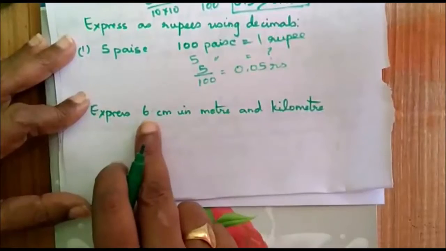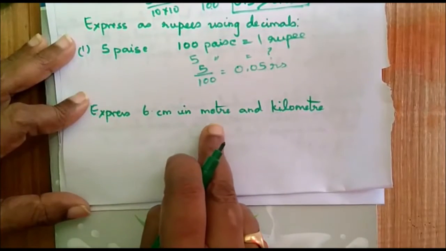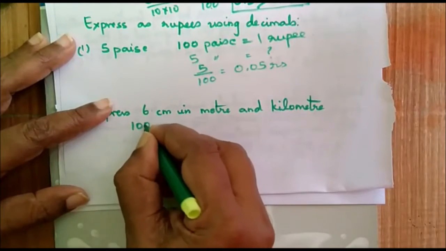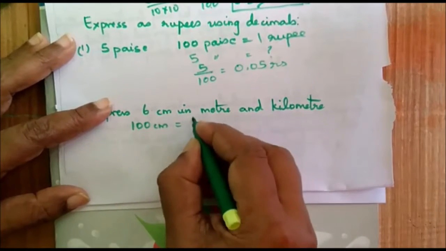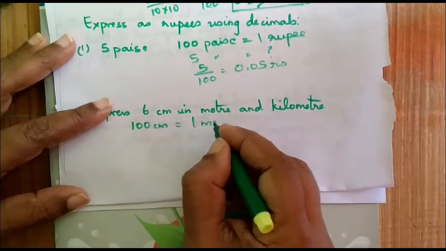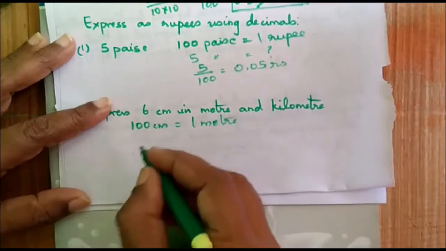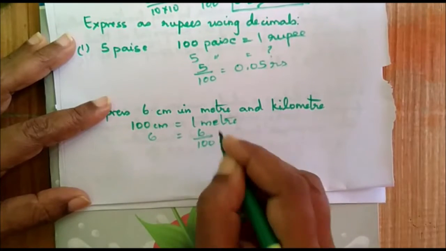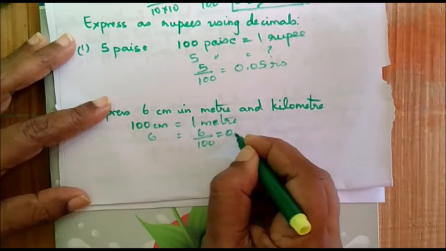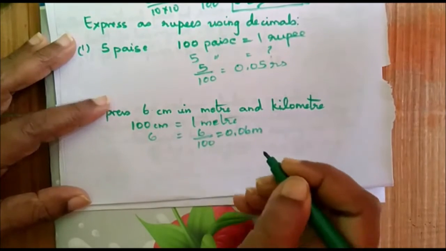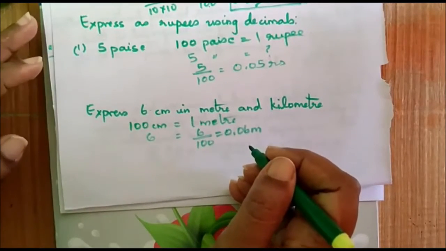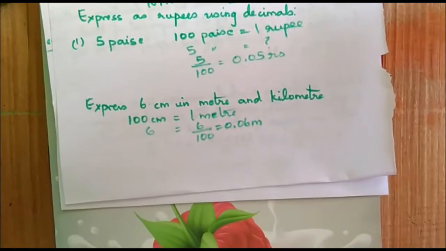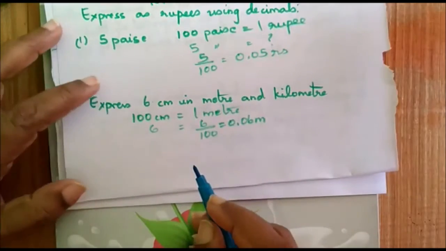Now you have to express 6 centimeter in meter and kilometer. What is the equation? 100 centimeter is equal to 1 meter. So what is 6 centimeter? We will have it as 6 by 100, which is equal to 0.06 meter. I hope you understood this. That is, I divide 6 by 100 to get the value in meter.